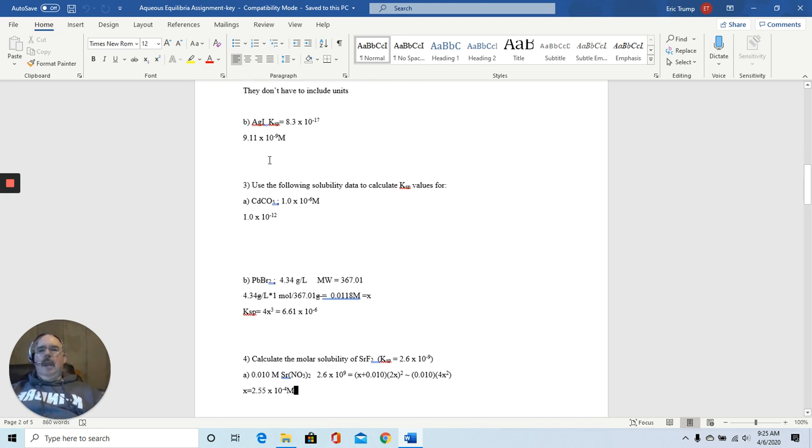Part B, we work it the same way, but this is simpler. When silver iodide dissociates, we get one silver, one iodide. Each one of these is X, and so KSP is X squared. And if we just take the square root of the KSP, we get our solubility.